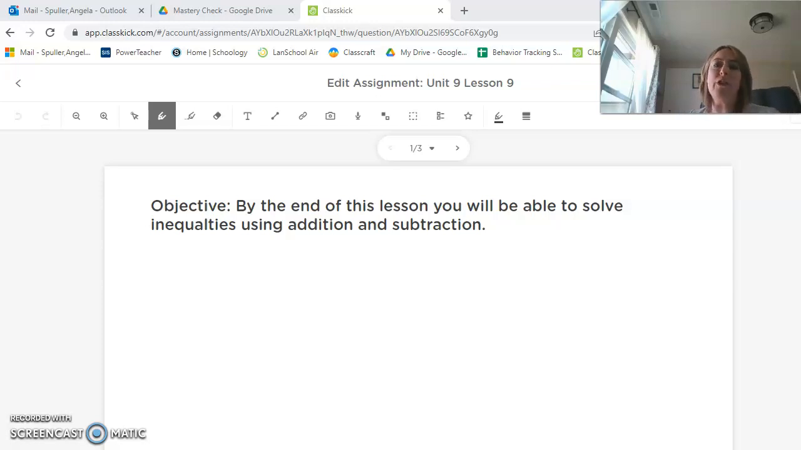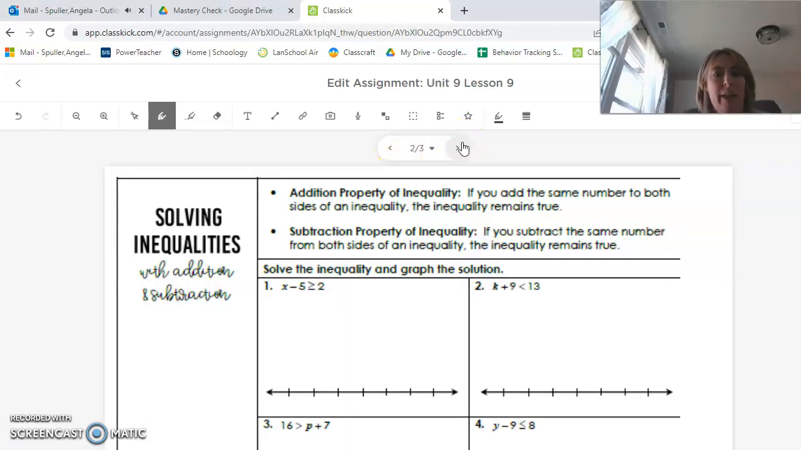By the end of this lesson, you'll be able to solve inequalities using addition and subtraction and be able to show it by graphing it too. All right, so here we go.